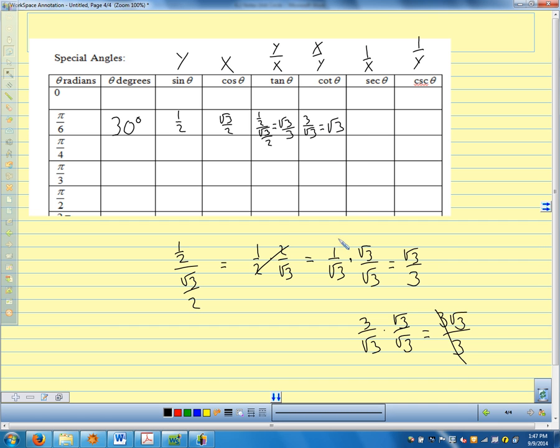And I get square root of 3. Secant, 1 over x, 2 over square root of 3. I'll rationalize that to 2 square root of 3 over 3. Multiply by square root of 3 over square root of 3. Yes? I just multiply the numerator and denominator by whatever the radical is in the denominator. Okay?